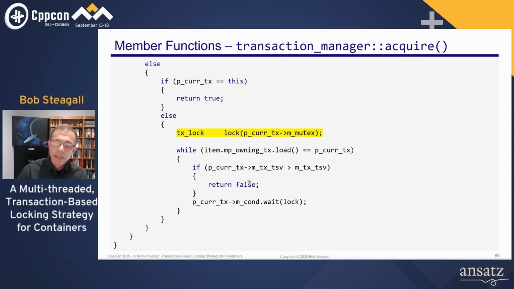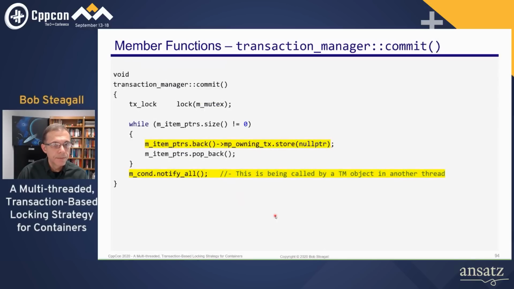But if it is not a younger transaction, then I'm going to wait for him to complete. I'm going to wait for him to complete the transaction. And I'm going to wait on the condition variable that I know he has because I have one too. So there, I check the ownership. I look to see if the timestamp value is valid for my purposes. If not, I return. Otherwise, I wait.